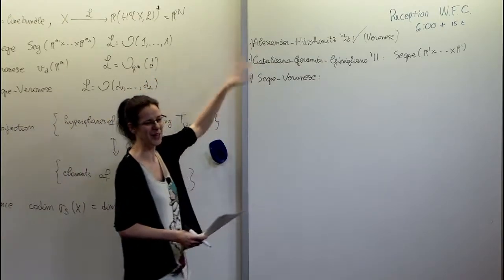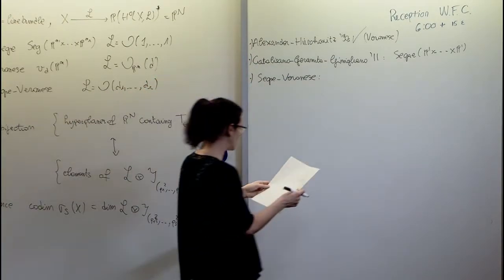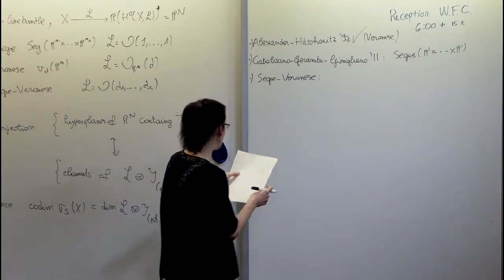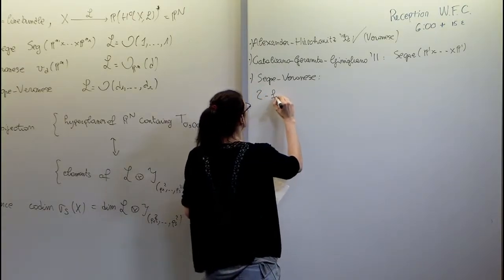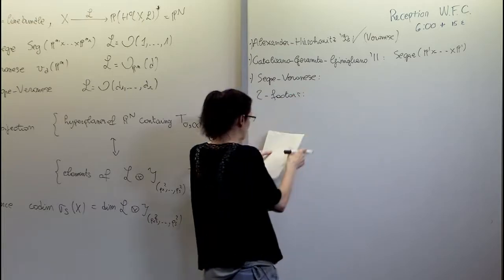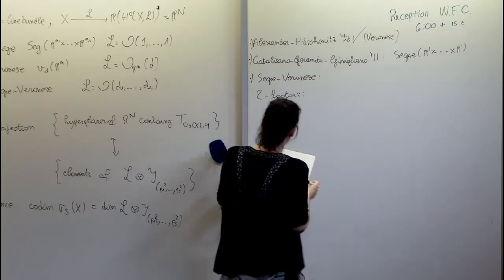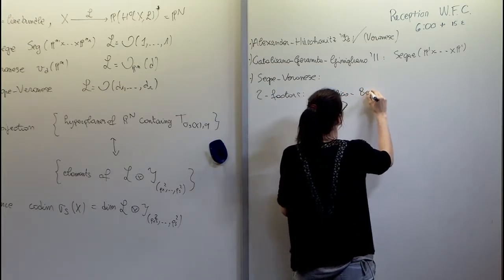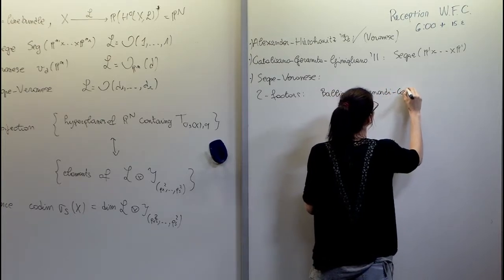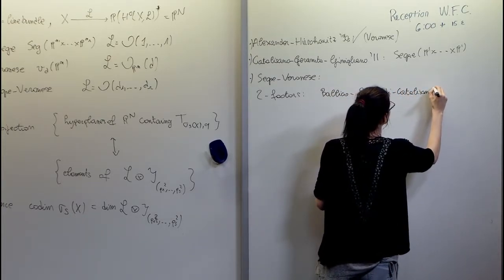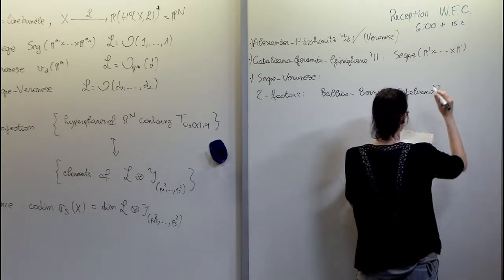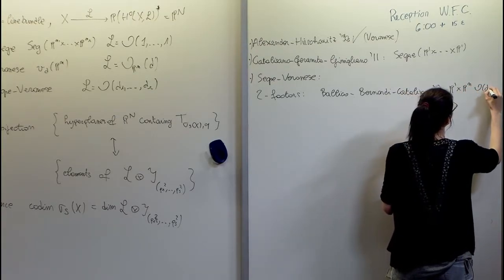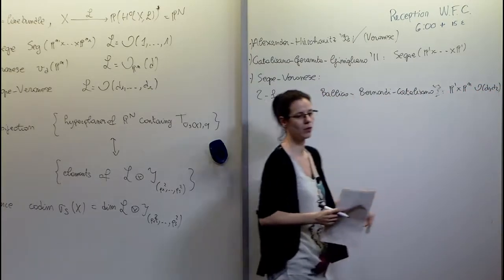This is just a historical, let's say, overview, but this is not exactly what I'm going to talk about. So in the case of Segre-Veronese, there are also a few results known in the case of two factors. There are a couple of papers by, I think, Ballico, Bernardi, and Catalisano. They classify all these cases, P^1 cross P^n, with any bidegree. So this is also completely classified.